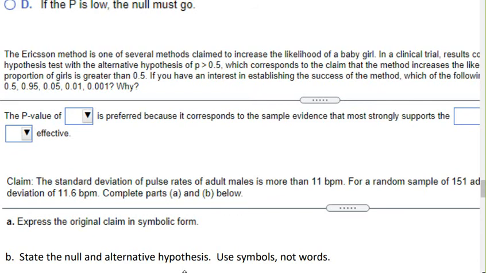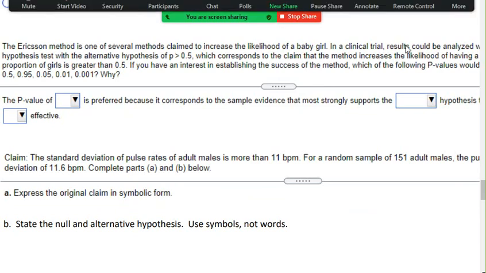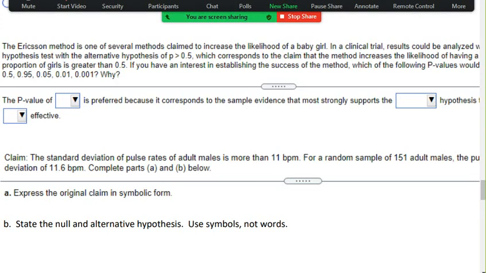Now let's keep going. The Erickson method is one of several methods claimed to increase the likelihood of a baby girl. In a clinical trial, the results could be analyzed with a hypothesis test with the alternative hypothesis of p is greater than 0.5, which corresponds to the claim that the method increases the likelihood of having more than 50% of your babies being girls. If you have an interest in establishing the success of this method, which of the p-values would you want to see?